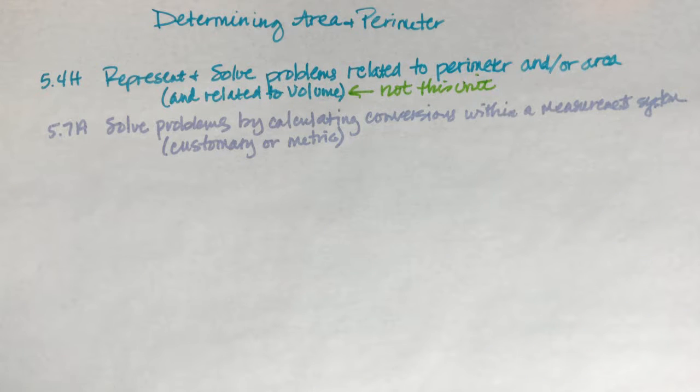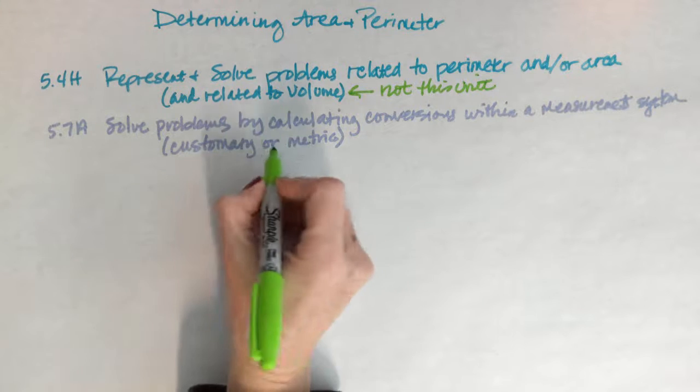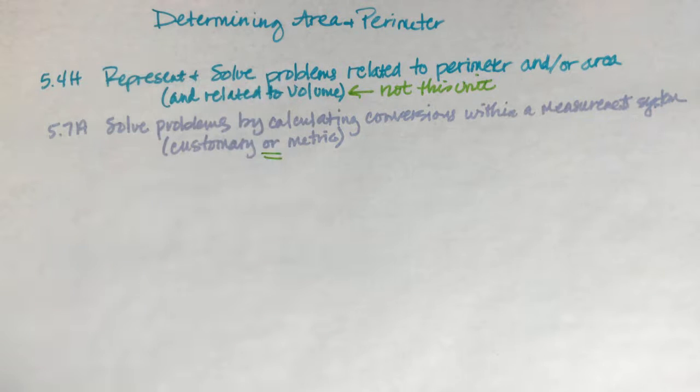Then we also have 5.7A, where we solve problems by calculating conversions within a measurement system, and that's customary or metric. We don't mix conversions in elementary school. So let's start by talking about 5.4H.